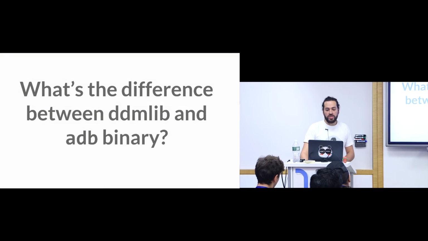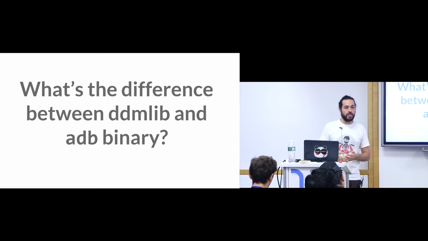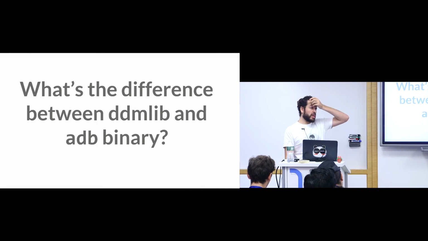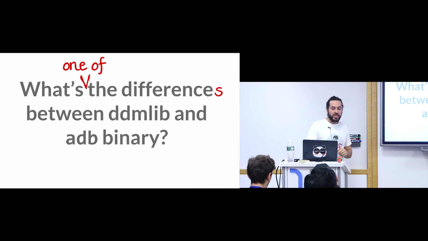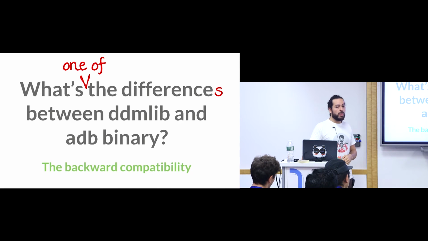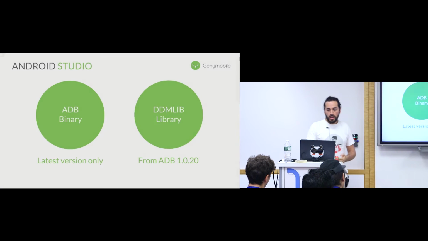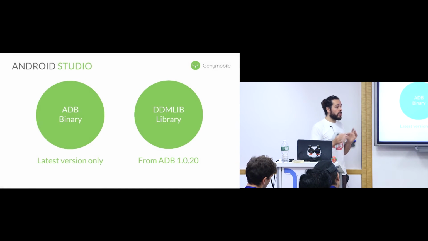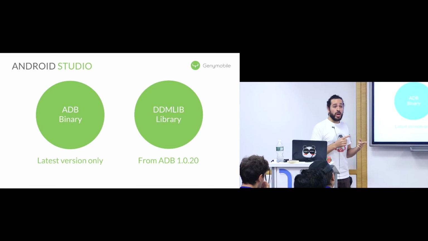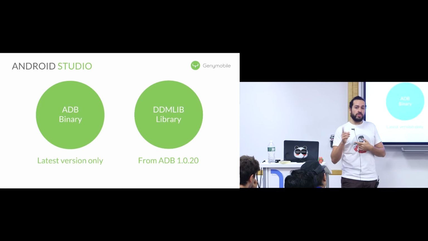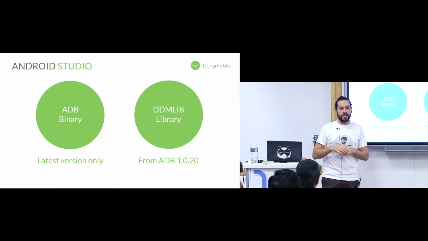Okay, so what's the difference between DDMlib and the ADB binary? Actually, that's a question that I want to clarify. The most important difference for me is the backward compatibility. The ADB binary supports only the last version. That's the reason why you have this problem of a server that is not compatible with your ADB, etc.